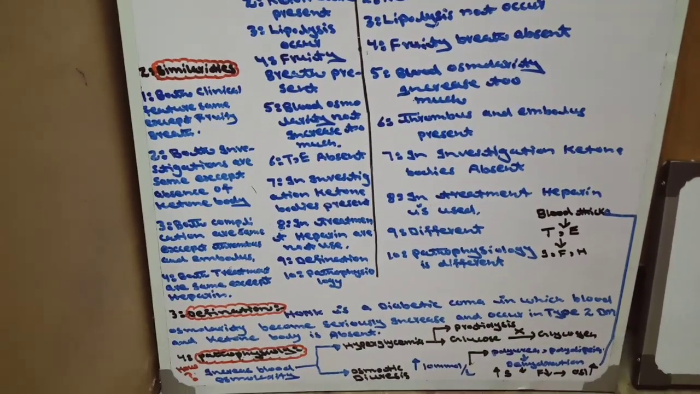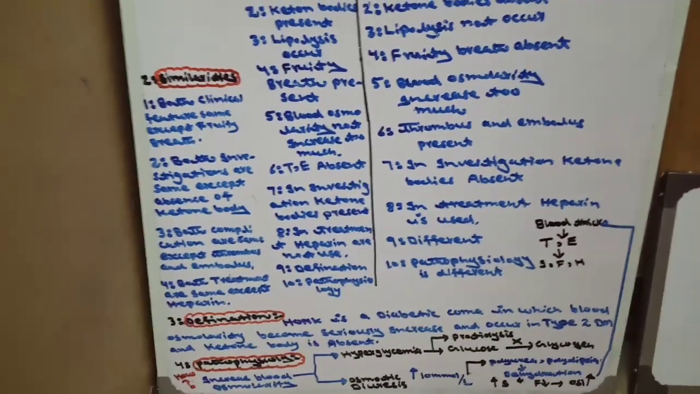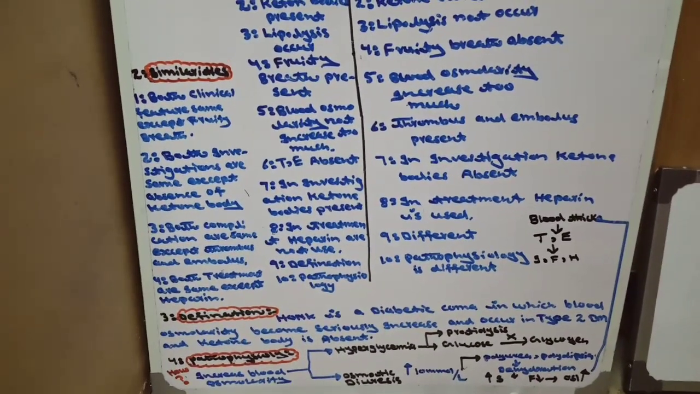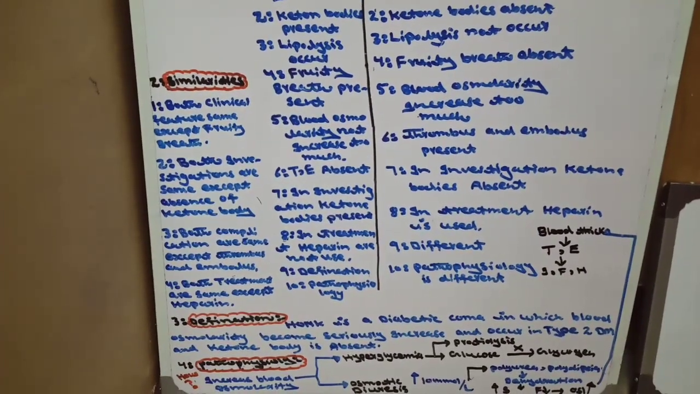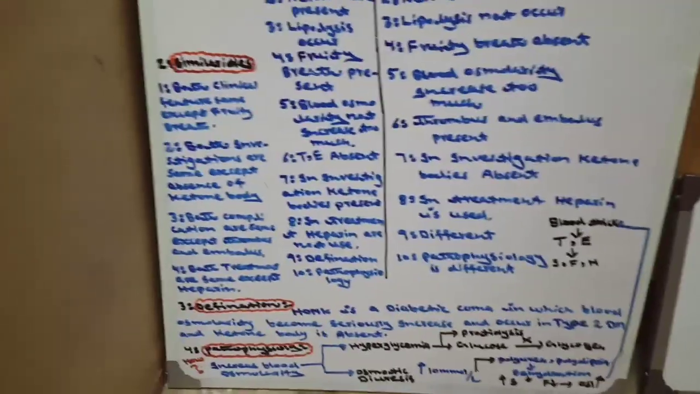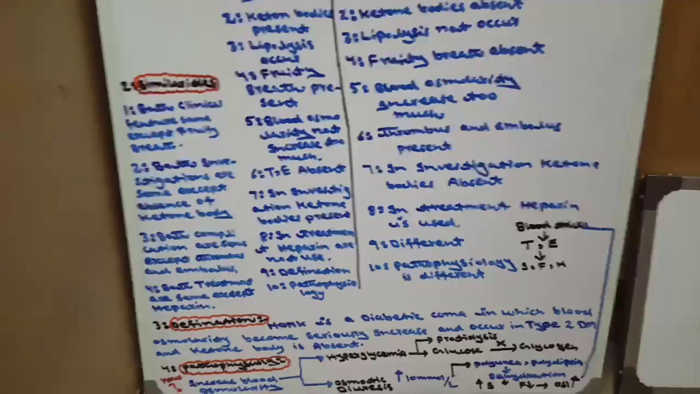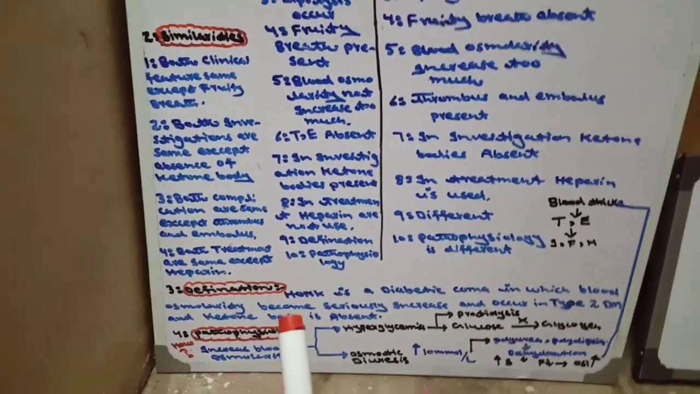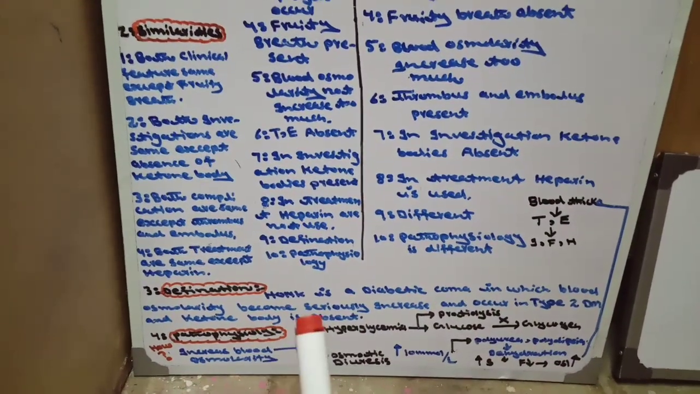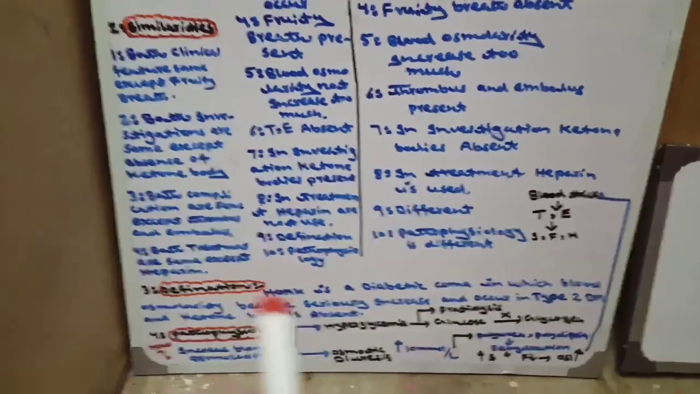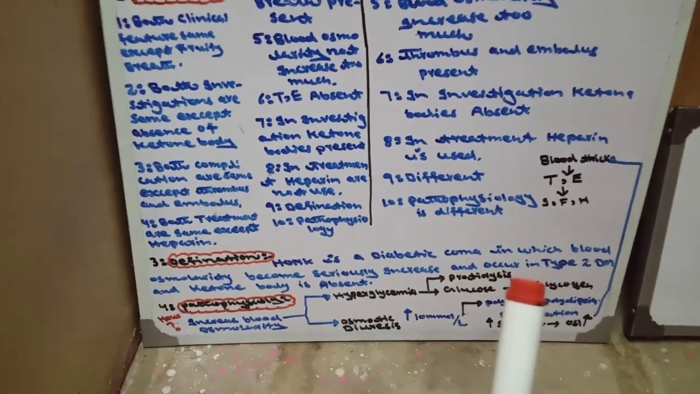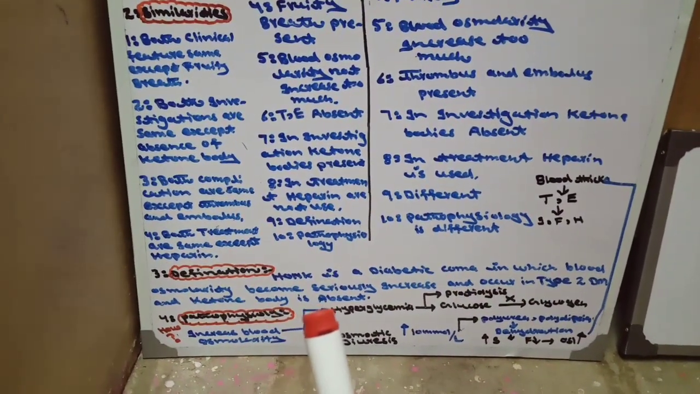Hyperosmolar non-ketotic coma basically occurs in type 2 diabetes mellitus, and the basic characteristic of hyperosmolar non-ketotic coma is a seriously increased osmolarity of blood, but ketone body is absent here. What is the definition? Hyperosmolar non-ketotic coma is a diabetic coma in which blood osmolarity becomes seriously increased, not only increased, seriously increased, and occurs in type 2 diabetes mellitus, and ketone body is absent.